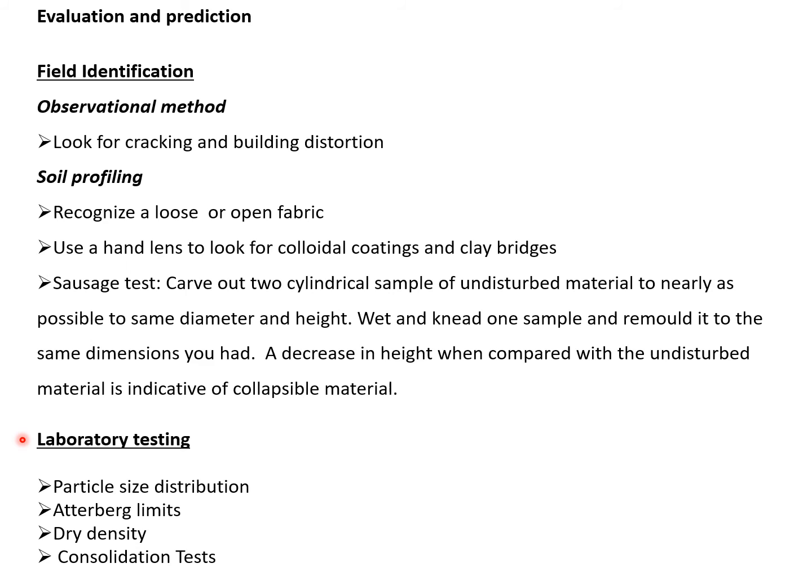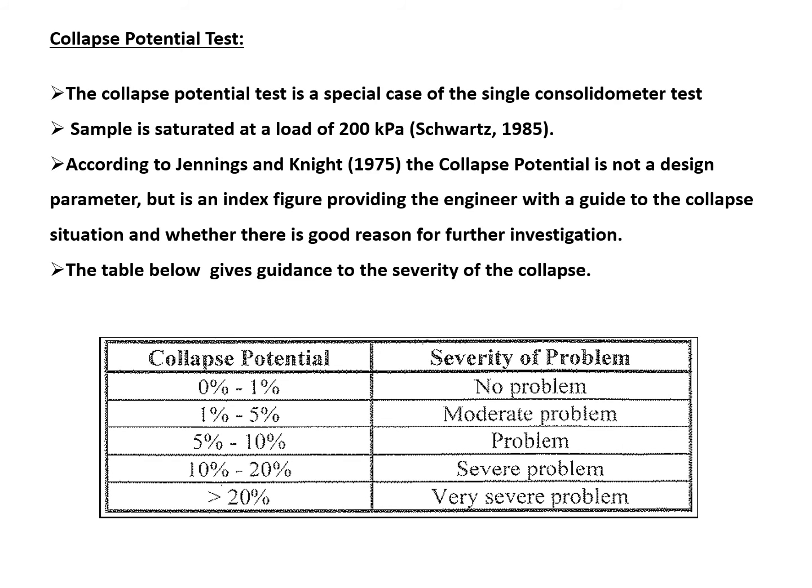The laboratory testing required for such soils: particle size distribution, Atterberg limits, dry density, and consolidation test. The consolidation test is the most important test for such soils. Collapse potential test: this is the main test to be done for such soils. The collapse potential test is a special case of the single consolidometer test. The sample is saturated at a load of 200 kPa. This is a very important step.